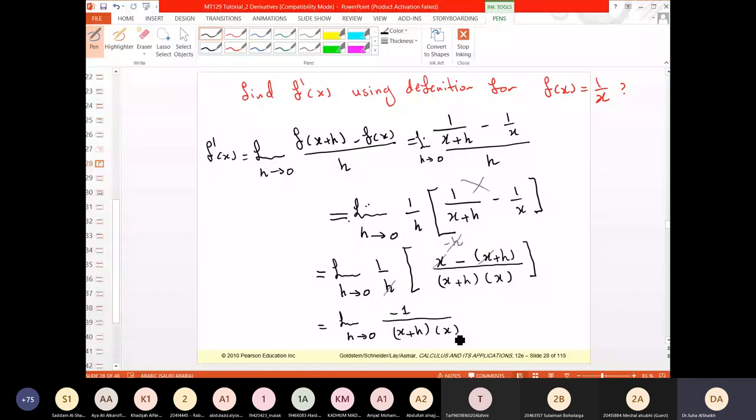Now I'm ready to change the h with 0. Now I'm ready to put h equal to 0 here. I'm ready to find the limit. So if I find the limit, this will be minus 1 over this will be x, and here I have another x. And this equals minus 1 over x squared. And this is the derivative of this amount. Okay. We can move on.